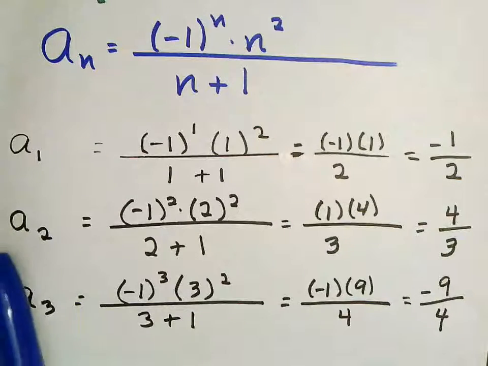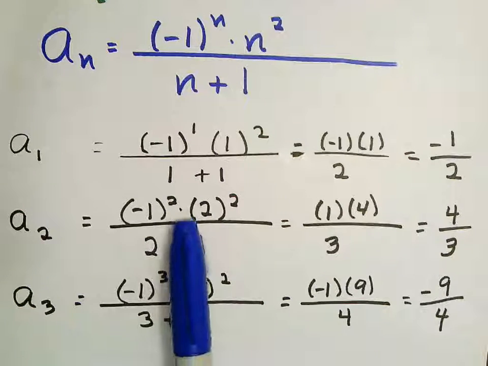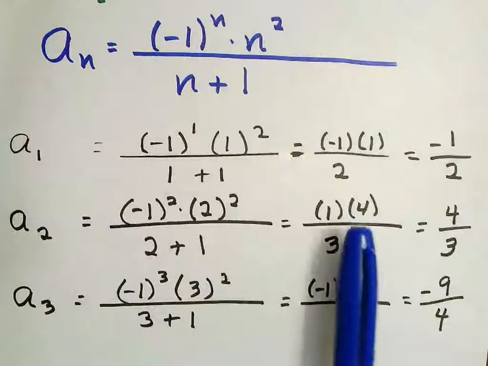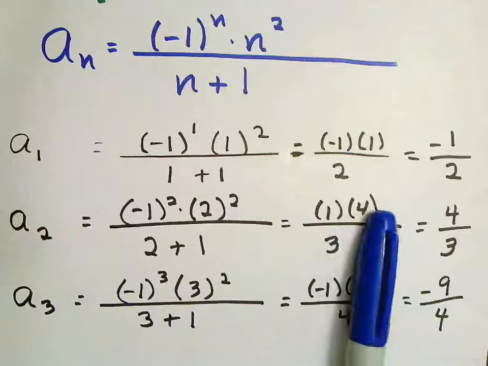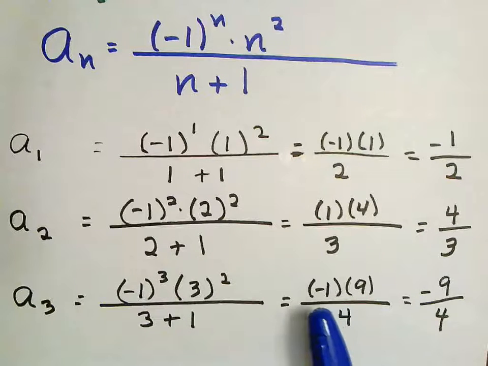This time n is 2. Wherever I see n, I put a 2. So it's negative 1 to the second times 2 squared over 2 plus 1. That gives me 1 times 4 over 3, which is 4 over 3. Let n be equal to 3. So it's negative 1 to the 3 times 3 squared over 3 plus 1. And here we have negative 1 times 9 over 4, which is negative 9 over 4.